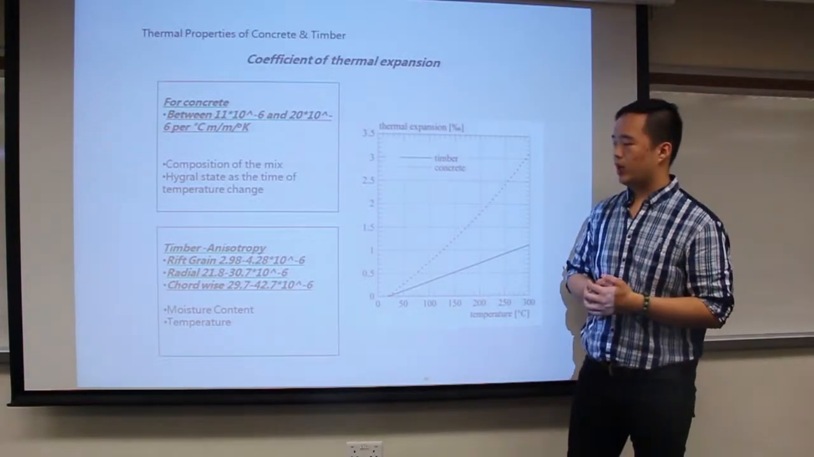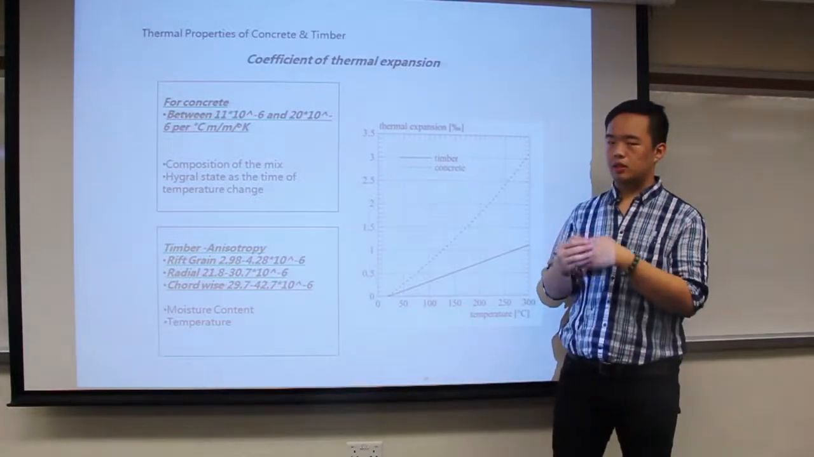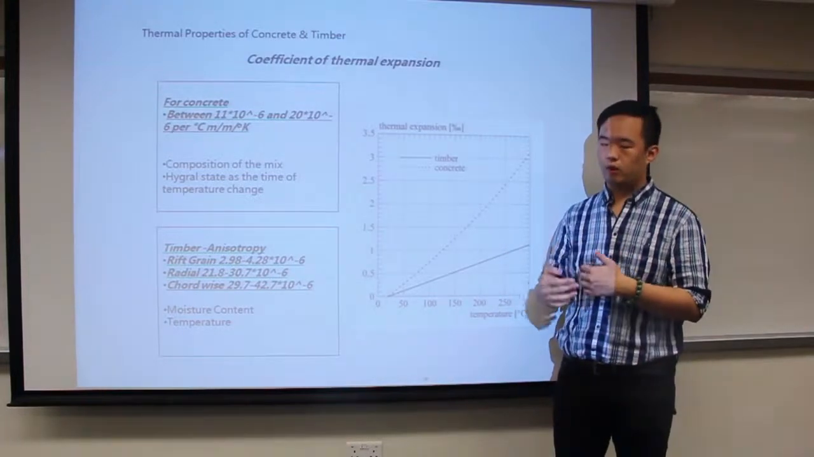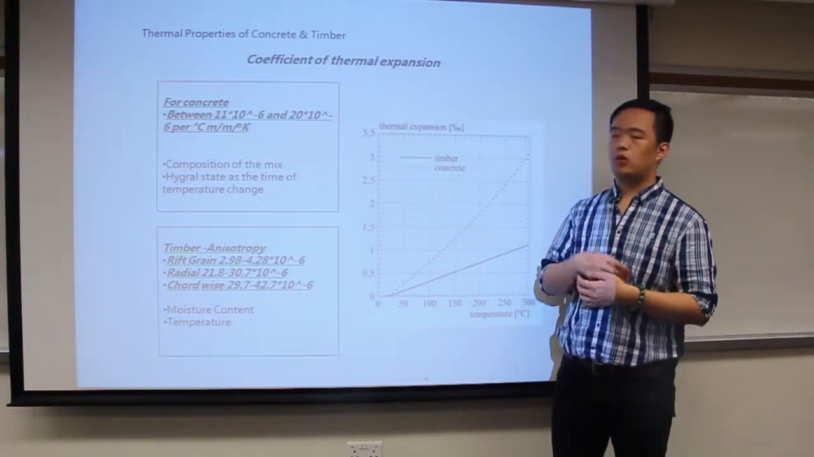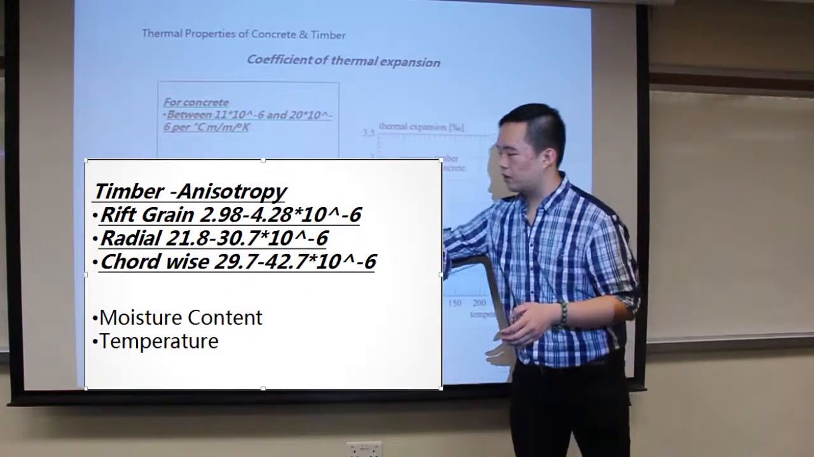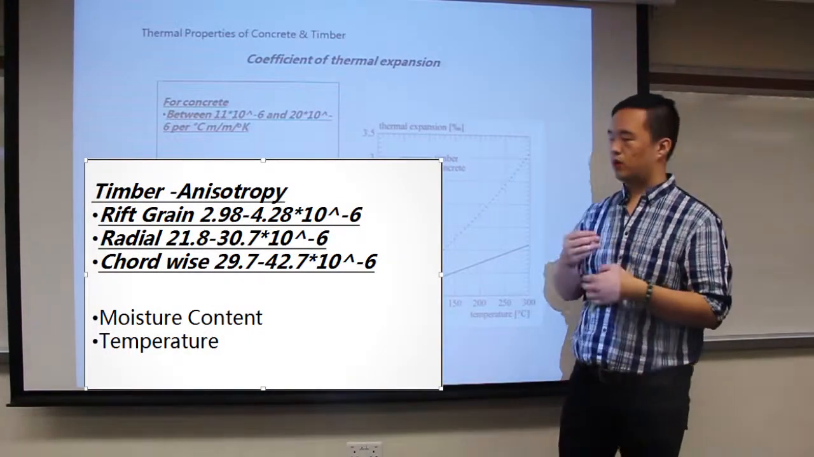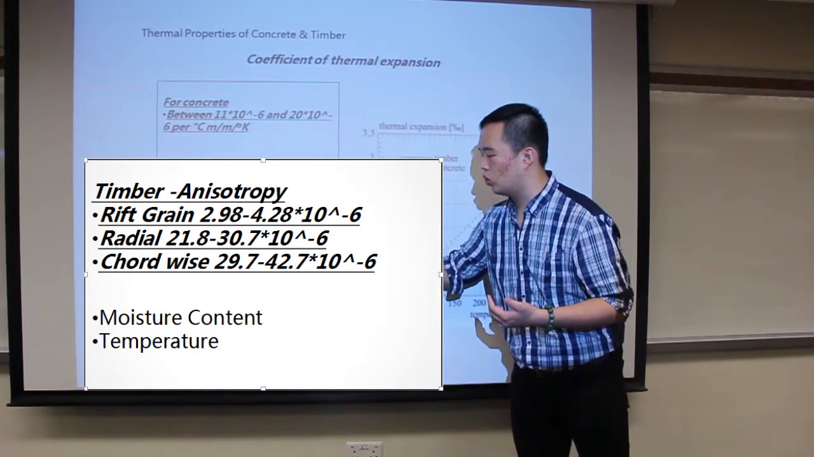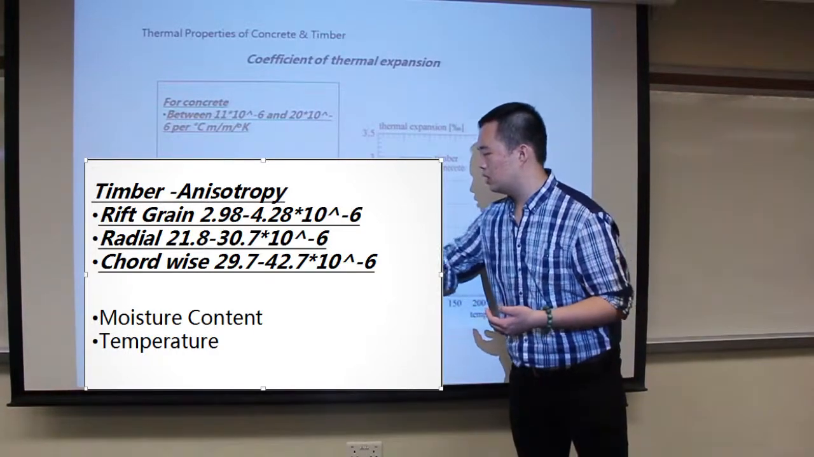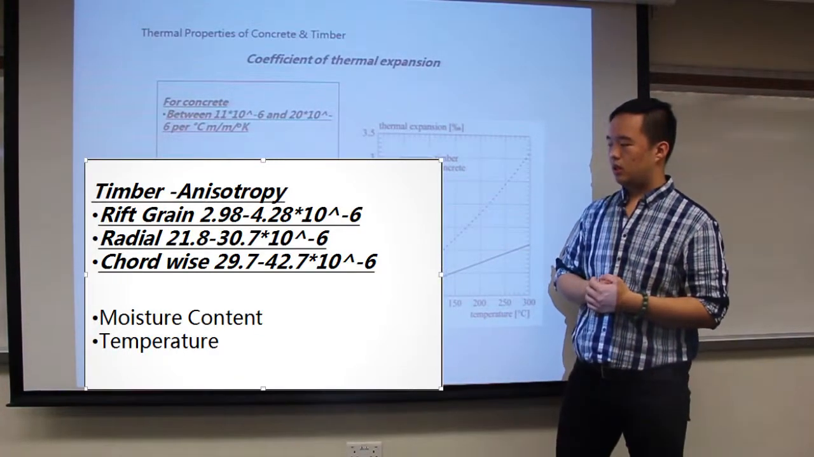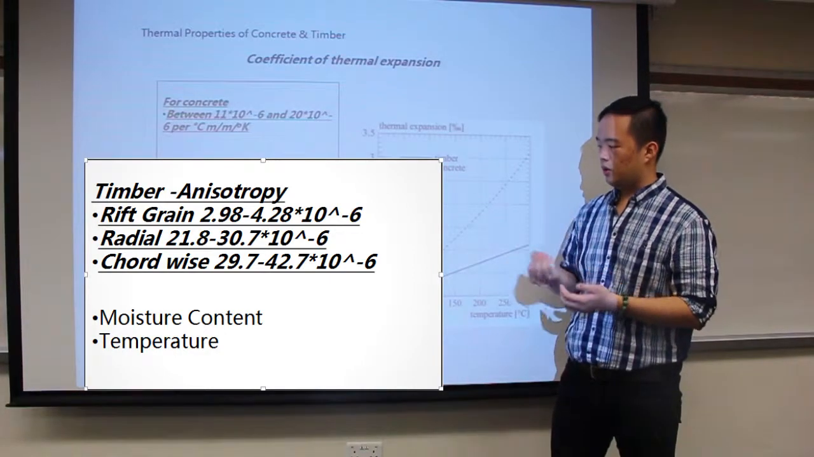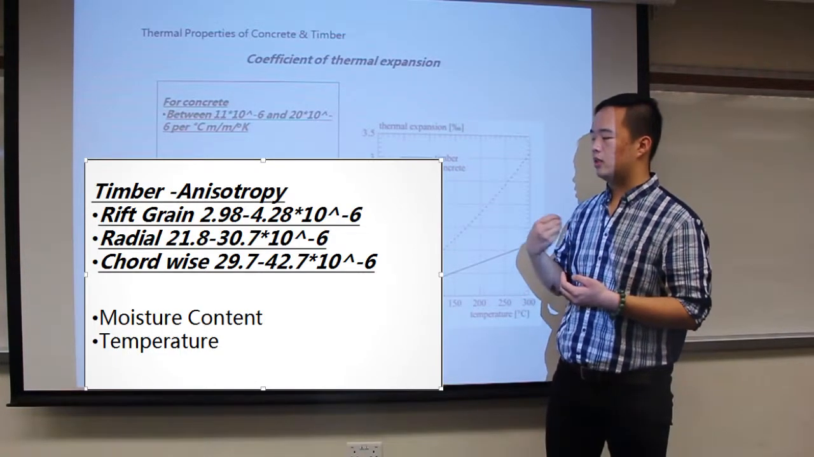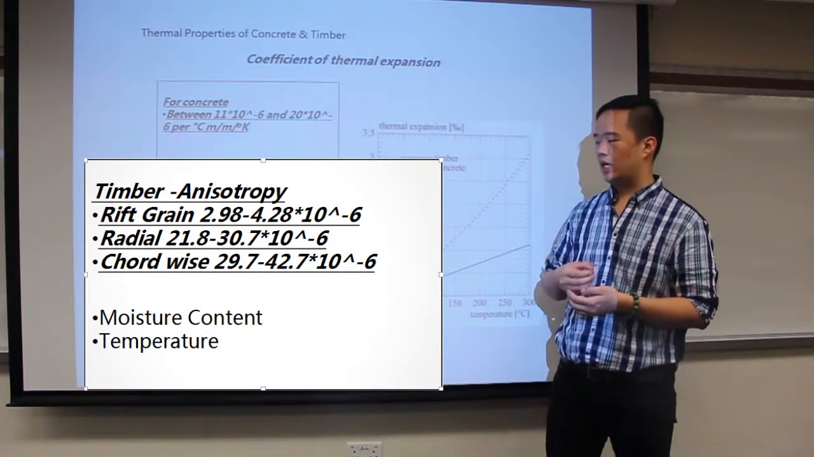change. And we can see timber is a little different. It's because the different direction of the heat flow will affect the thermal expansion. And for the rift grain, it has a different thermal expansion, 2.98 to 4.28 multiplied by 10 to the power of negative 6. And as for the radial, it is between 21.8 to 30.7 multiplied by 10 to the power of negative 6.